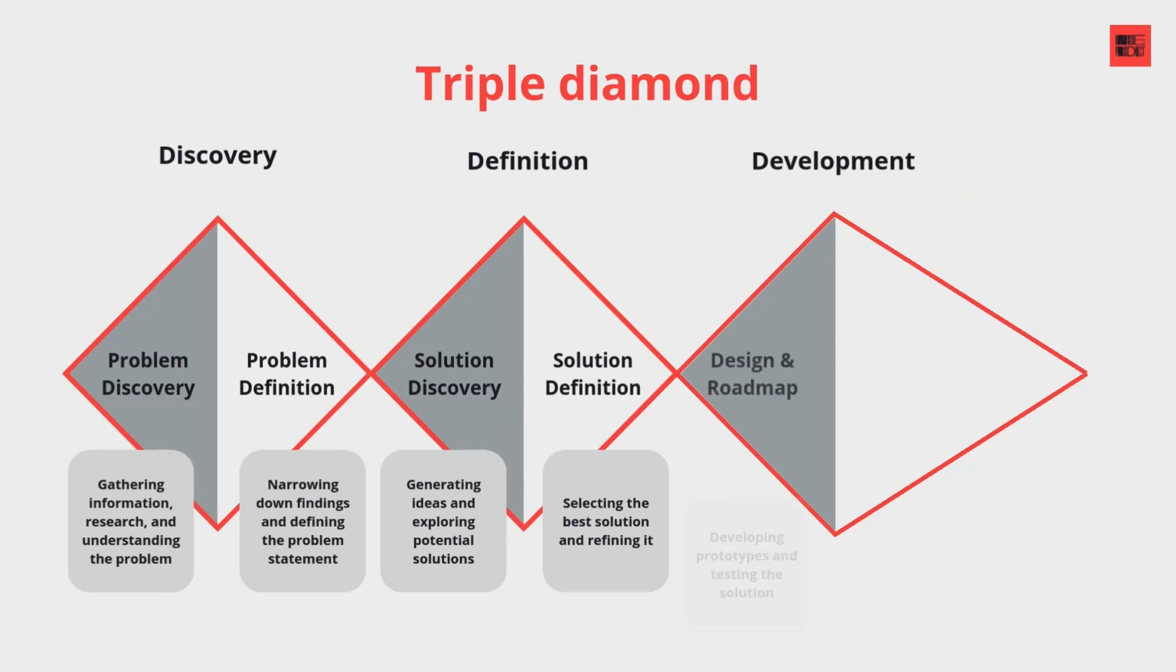During the development and delivery diamond, the first phase is going to be again a divergent phase. During this divergent phase, you're going to work on things like mockups and prototypes, where you want to try different approaches. How is this potentially going to work? How is the solution potentially going to be built?